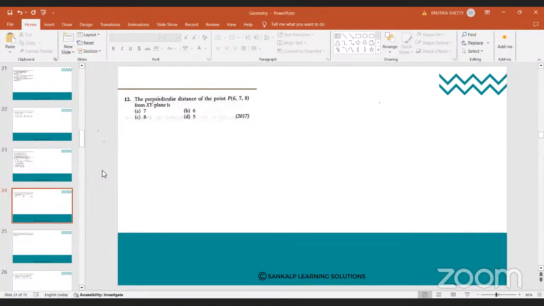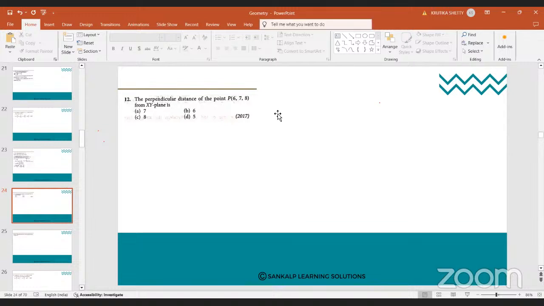The perpendicular distance of the point (6, 7, 8) from the xy plane is what? Okay, so for the xy plane we need to calculate the perpendicular distance. So see, the point in the xy plane, z coordinate will be as it is. So the question is very simple.